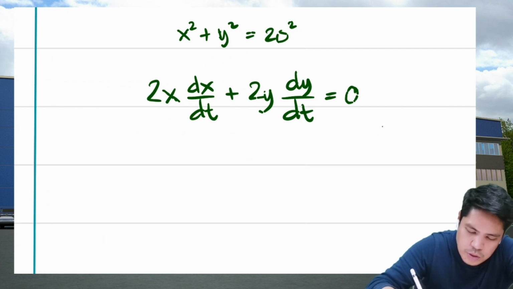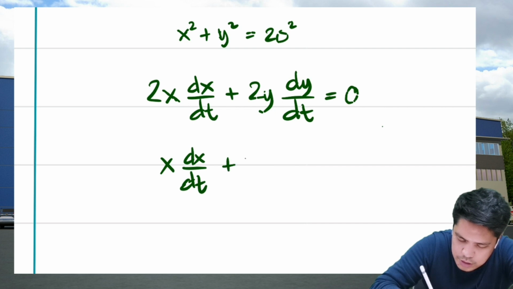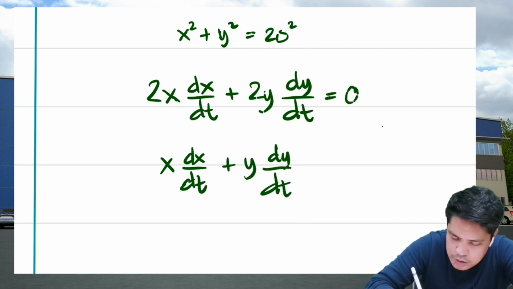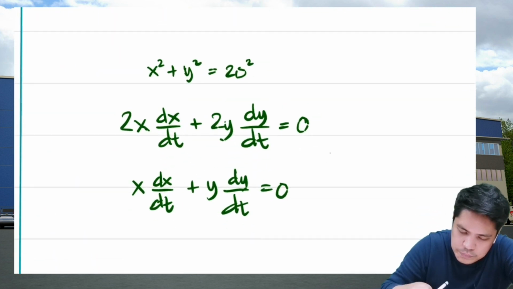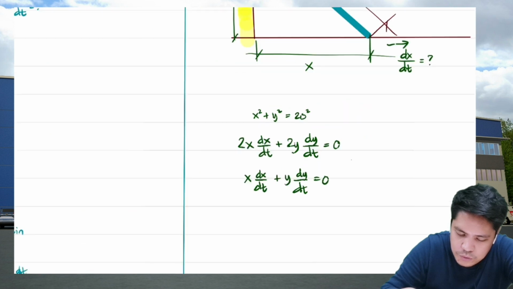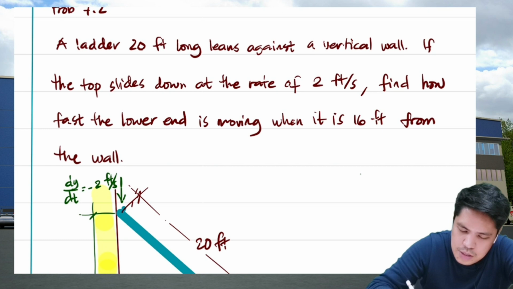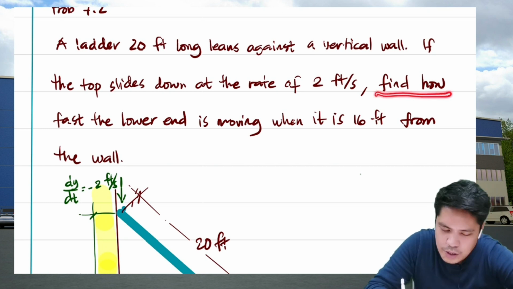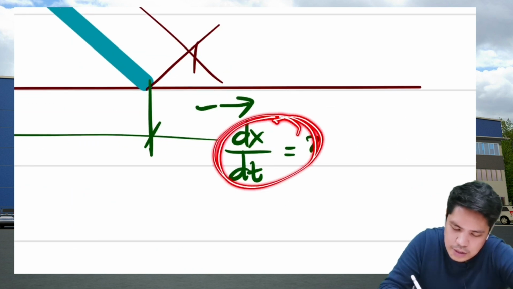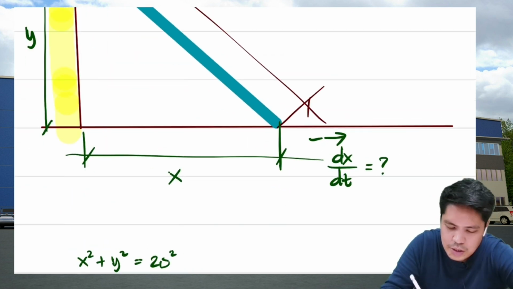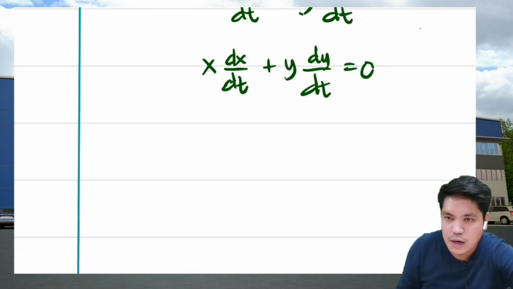So we could just cancel out 2. So x dx over dt plus y dy over dt is equal to 0. X is unknown, of course. Then, what we will solve for is dx over dt. This is what the problem is asking: find how fast the lower end is moving. So, what we are trying to get is this rate, because that is the rate at which the lower end is moving in that direction. Okay? So, we are looking for dx over dt.